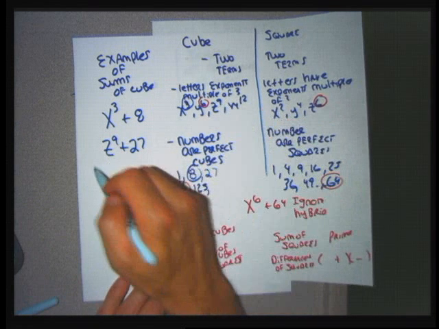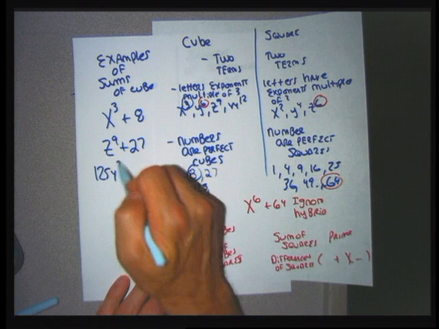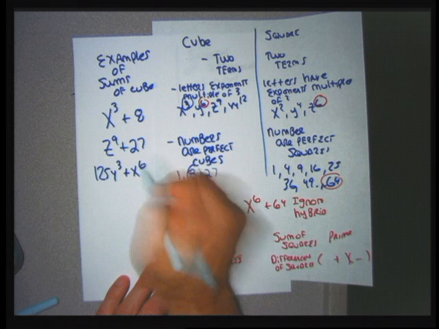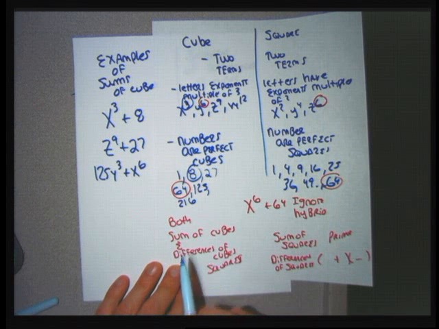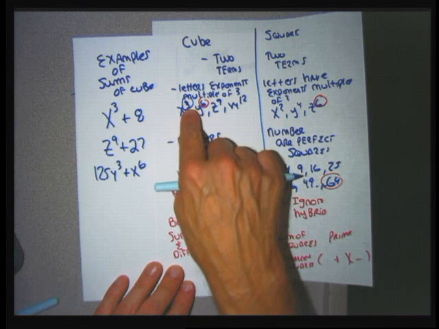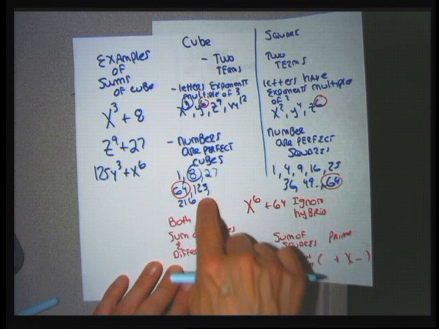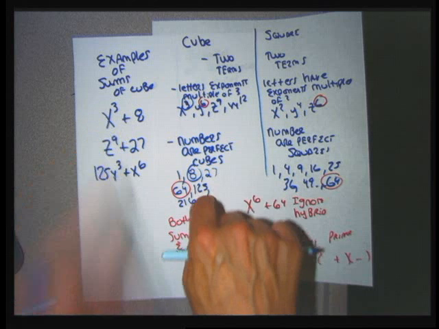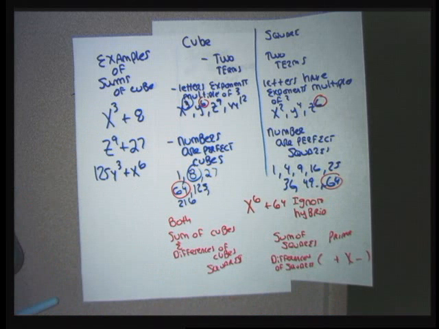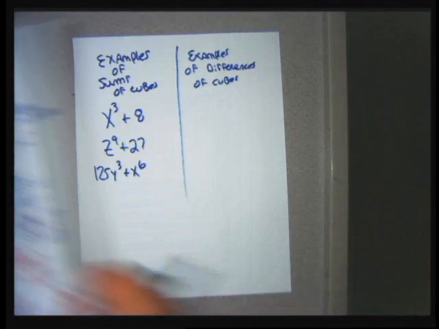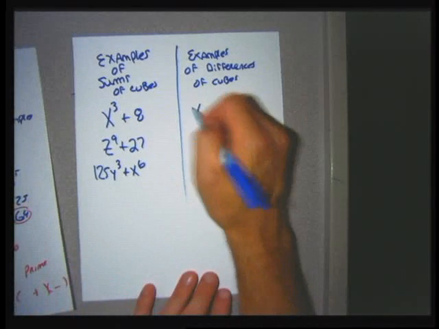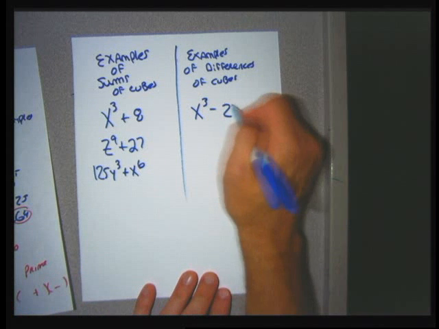If I had 125 y to the 3rd plus x to the 6th, that fits the definition too. The exponent's a multiple of 3. That exponent's a multiple of 3. The only number I see is a perfect cube. As long as I have two terms, exponent's a multiple of 3, numbers are perfect cubes, it classifies as a sum of cubes. To be a difference of cubes, you could be like x to the 3rd minus 27.